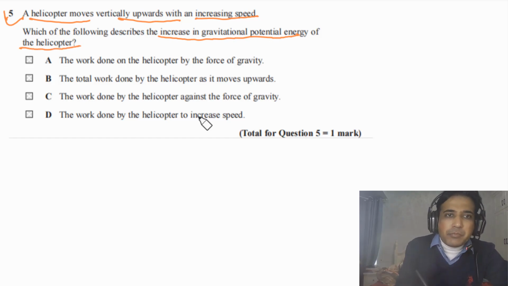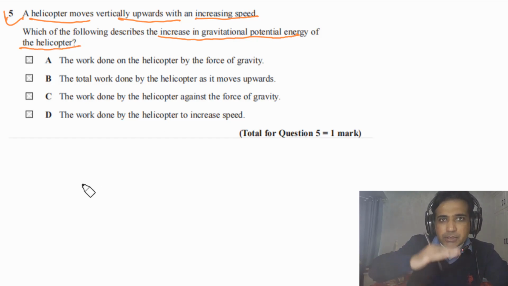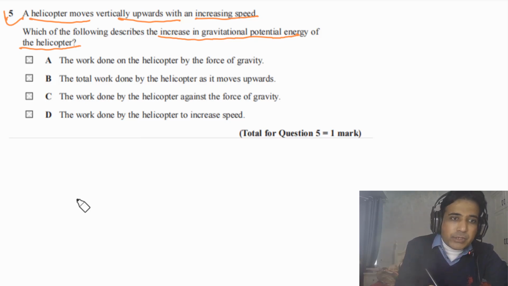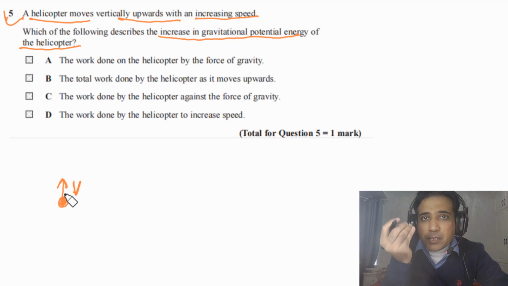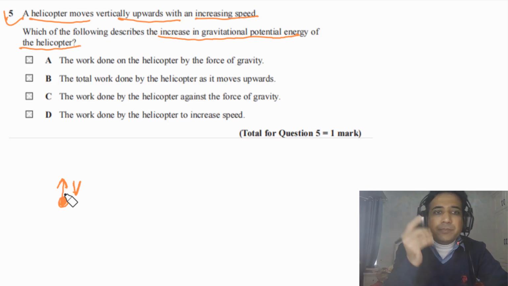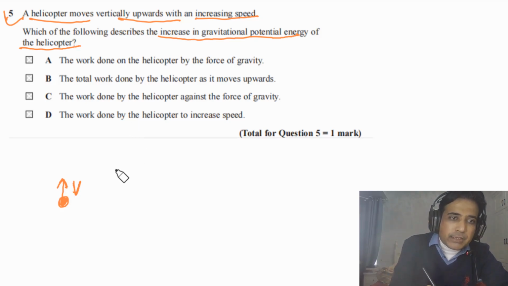So first of all, imagine that the helicopter is moving upwards with constant speed. We can simply imagine this is the helicopter, moving vertically upwards with constant speed. So it means that in this case the helicopter is not gaining kinetic energy. So we can simply say in this case the work done is equal to the work done by the helicopter.